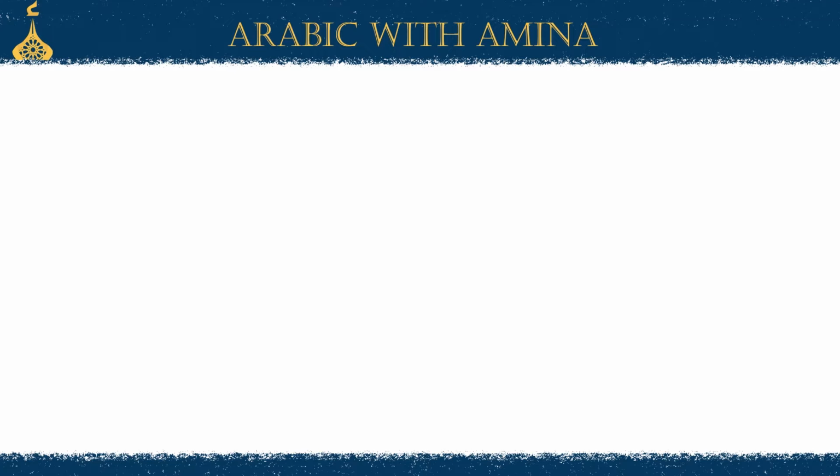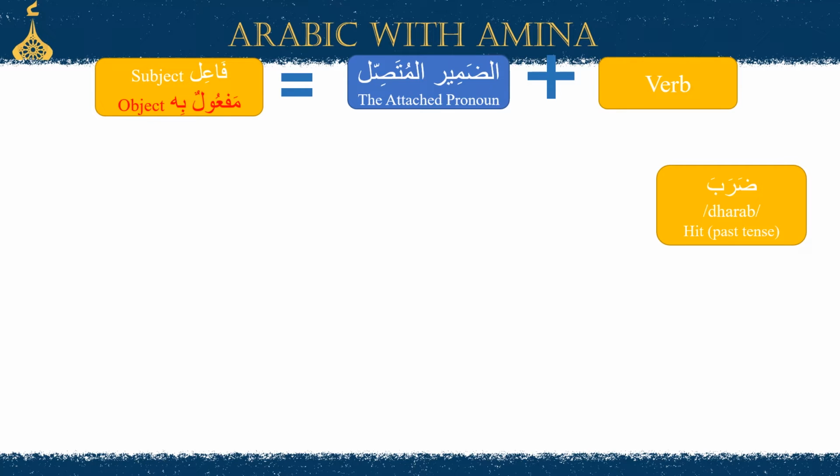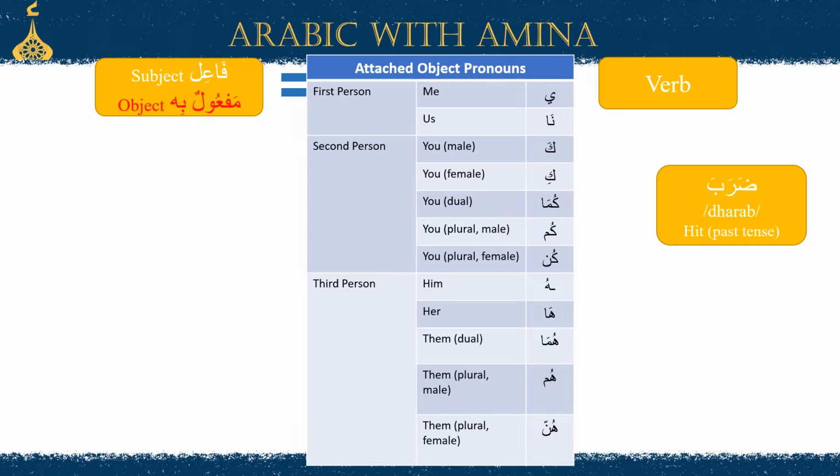Now we're going to take the attached pronoun and add it to a verb, and we will be using the attached pronoun as the object first, or in Arabic, maf'ulun bih. Our verb is going to be ضرب, which is hit in the past tense. And then الضمير المتصل, or the attached pronouns we will be using are the object attached pronouns. And these are all of them.